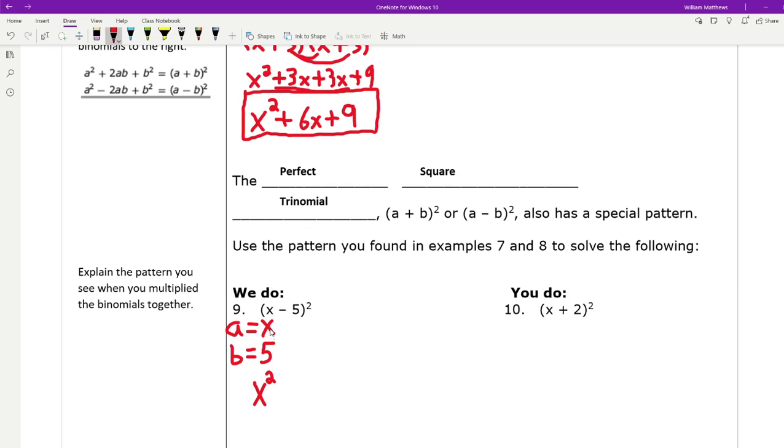So 5 times x is 5x, and then multiply that by 2. Gives me a negative 10 in terms of x. And then my last piece is to add my b squared. So I'm going to add 5 squared. And in this case, I'm done.